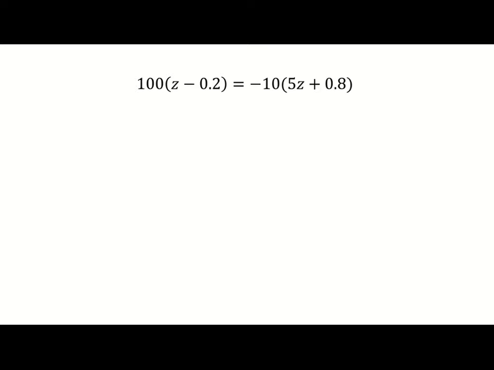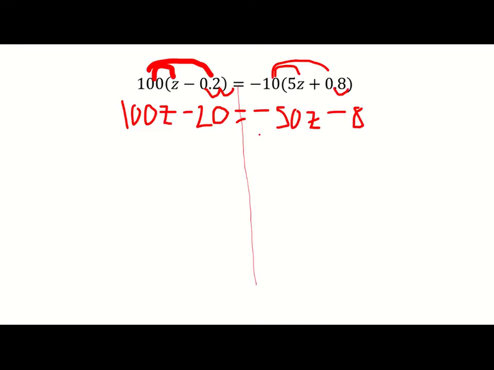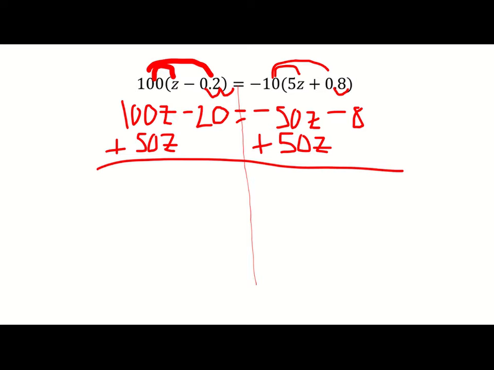Now that we've distributed, it's time to get our variables on the same side of the equals. So I'm going to add 50 to both sides of the equation. I'm choosing to add 50 because, again, I do not like to work with negative numbers. I like positive things. So 100 plus 50 is going to be 150z. I'm going to drop down the minus 20. And on the right, the 50s cancel. I just have negative 8.